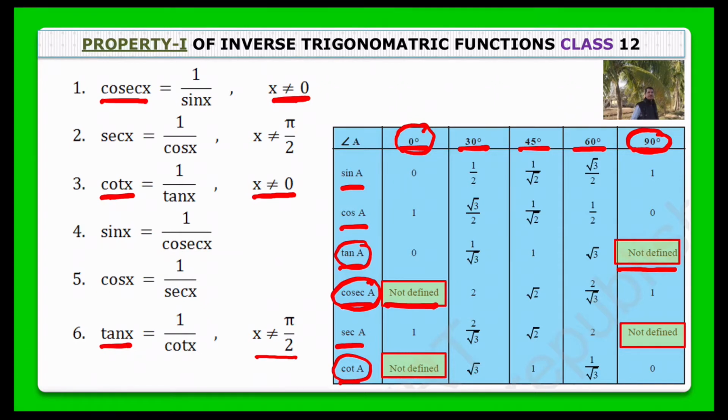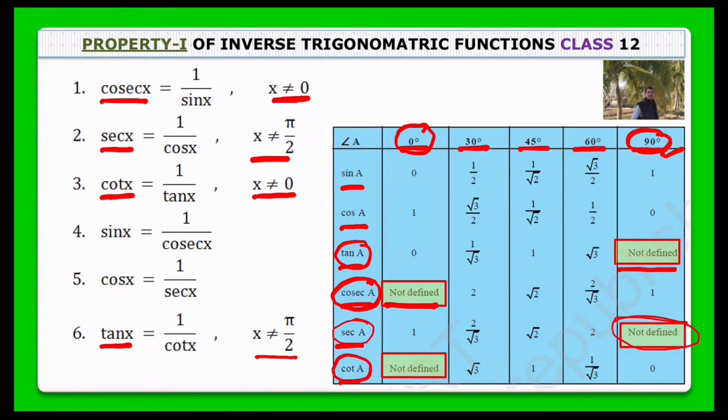And similarly sec A, sec A means sec x. Sec x is not defined when the angle is 90 degree. So in the second, we observed that sec x equal to 1 upon cos x, where the value of x is not equal to pi by 2, means other than pi by 2.